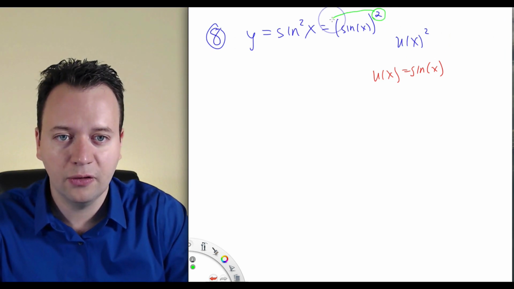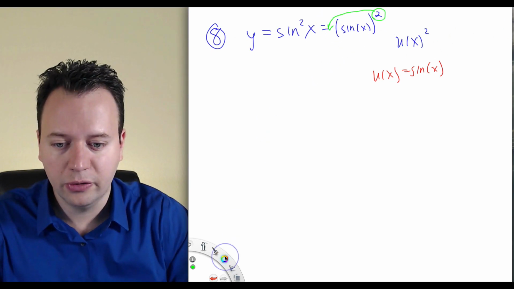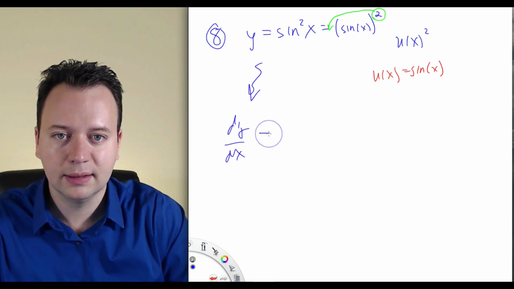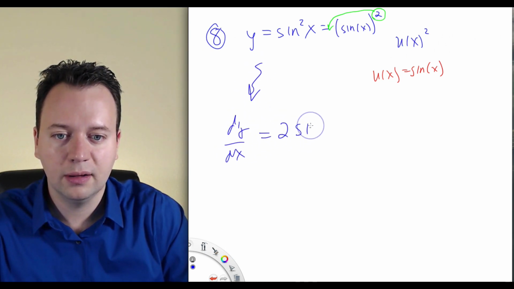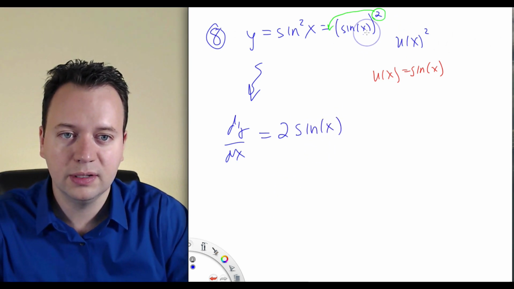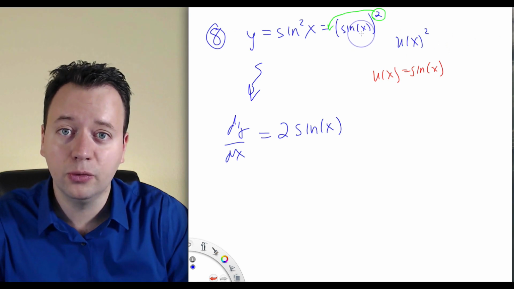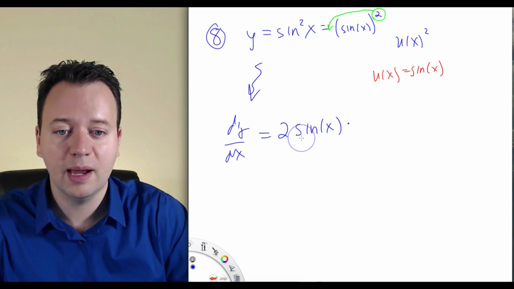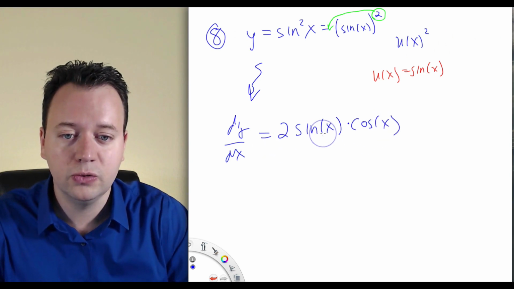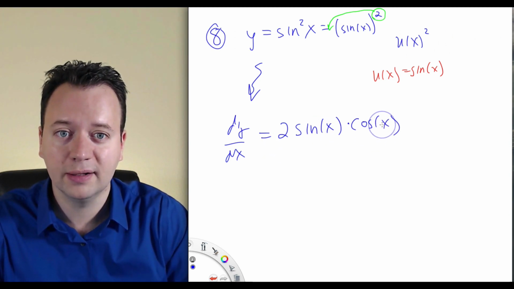The 2 comes out front, so the derivative, dy/dx, 2 comes out front, and then you rewrite the inside function. So it's 2 sine of x, and then you multiply by the derivative of the inside. So we have to multiply by the derivative of sine, which is cosine of x. So it's 2 sine of x cosine of x.